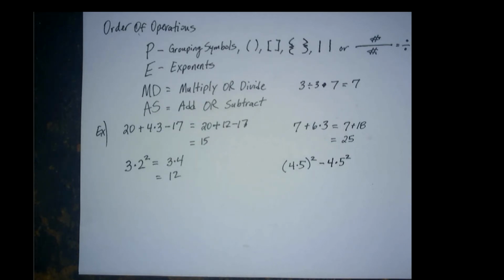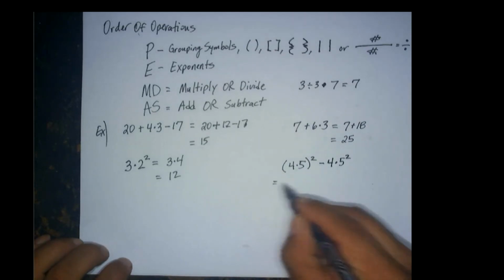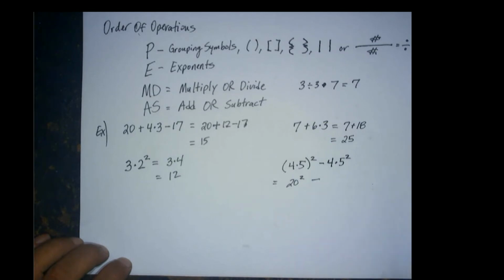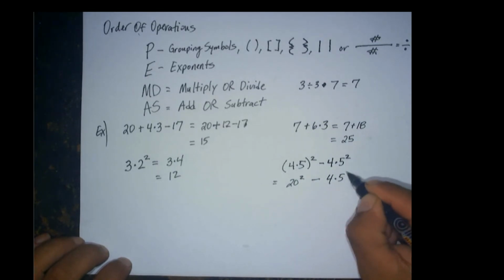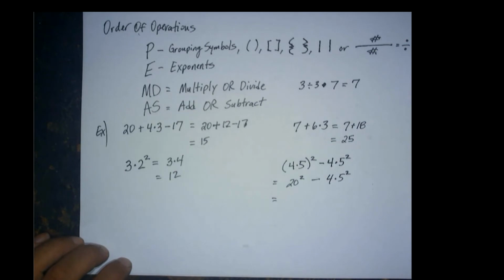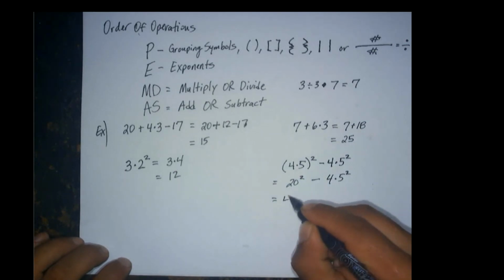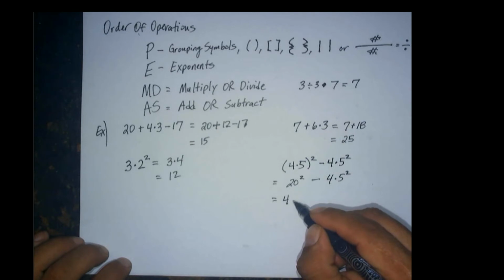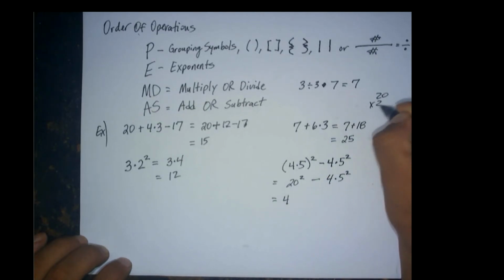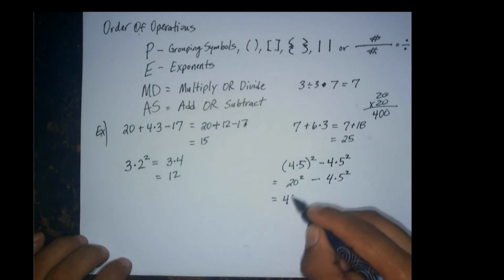Alright, so I'm going to do parentheses first. So 20 squared minus 4 times 5 squared. So I'm going to do 20 squared, which is 400. 1,000? Nope. 40? It's 20 times 20. So you do the non-zeros first. 2 times 2 is 4. And then you count the zeros. 1, 2. Oh, yeah, okay. I was right the first time.